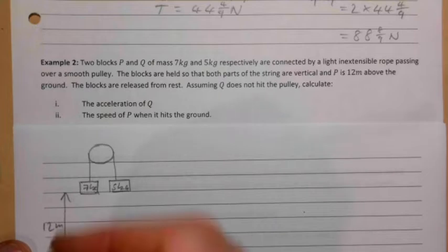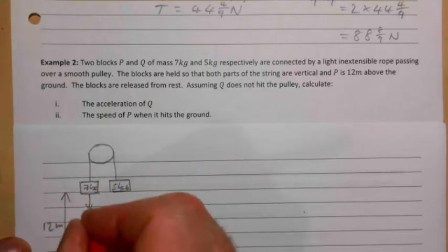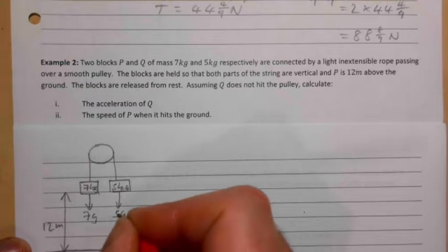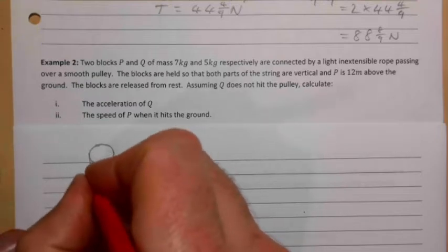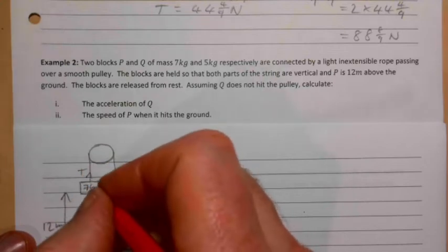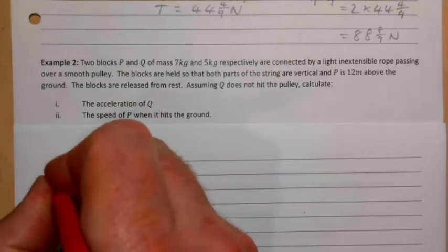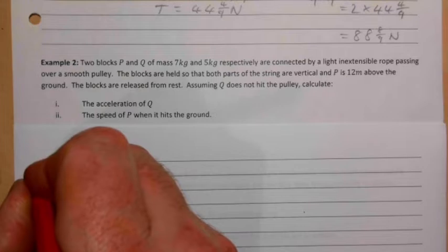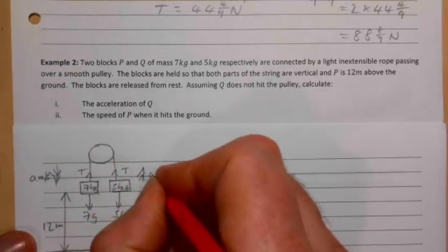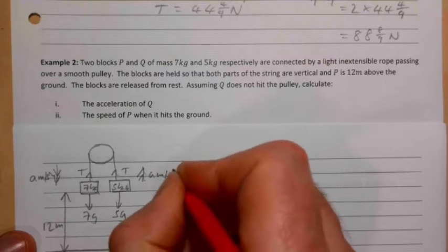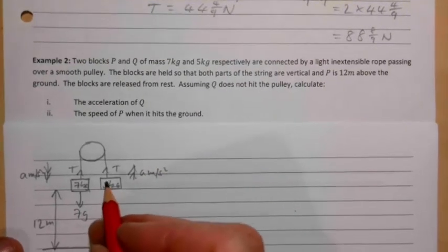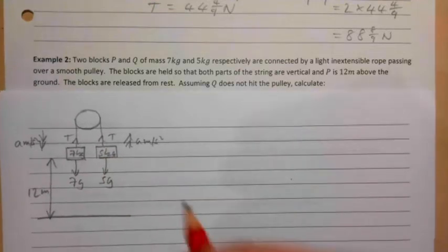What forces do we have acting on? Just the same as our last time. So we have 7G, and then we have 5G. We have a tension here, and again I haven't put on the ones in the pulley. It's going to accelerate this way here, and of course this way here. Let's do F equals MA then for both of these, and we'll see how we go.